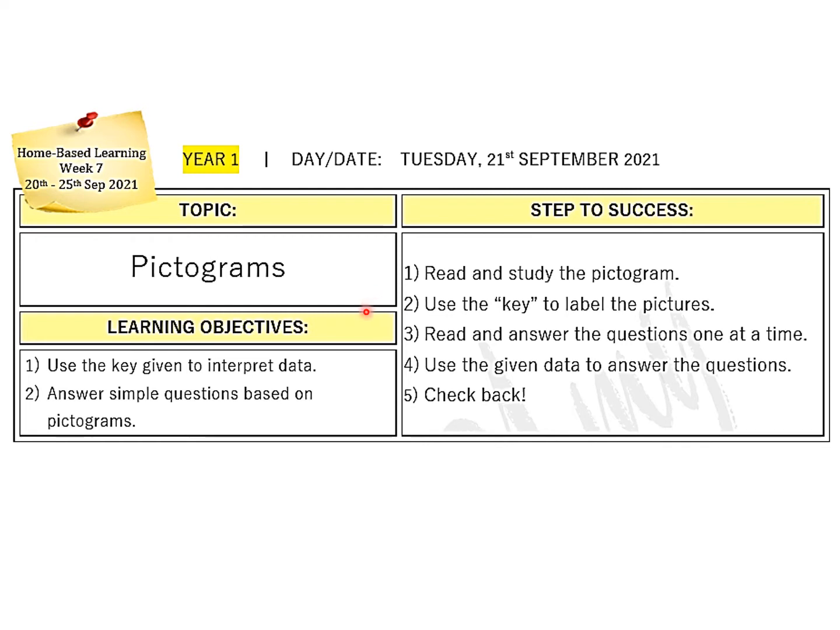Let's take a look at the learning objective for today. We are going to use the key given to interpret data and answer simple questions based on pictograms. The steps to success: read and study the pictogram, use the key to label the pictures, read and answer the questions one at a time, use the given data to answer the questions, and always check back if you have written down your working and the answer correctly.